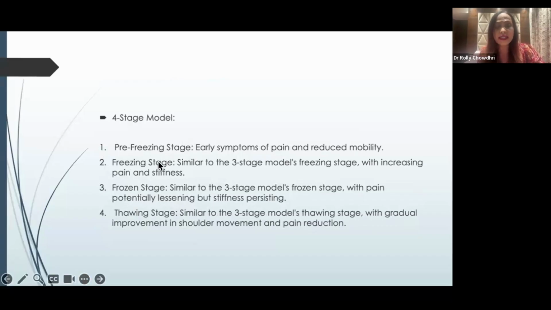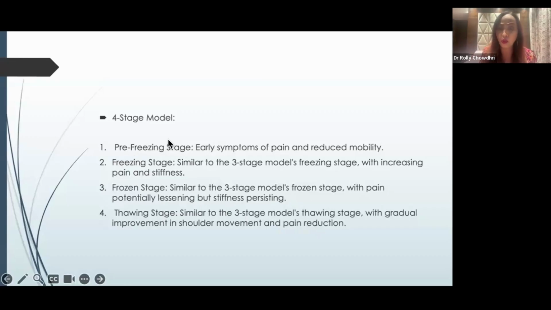Freezing stage: the time frame in the various articles which I went through is different. They normally say freezing is for 3 to 9 months. Frozen stage is from 9 to 15. Thawing is from 15 to 24. It can also extend to 4 or 6 years. Sometimes in some literature they say that the patient may also have some pain and restricted motion for many years. But as such, frozen shoulder is a self-limiting condition.